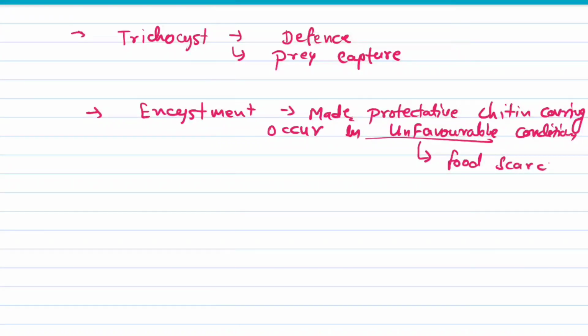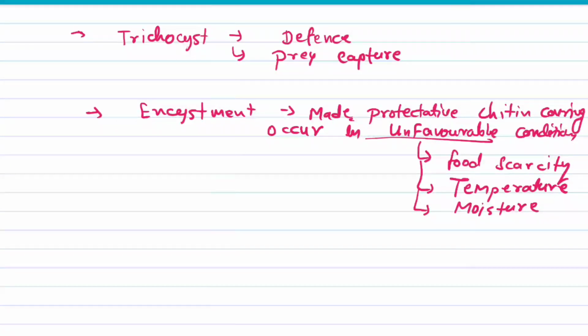Food scarcity, that is, lack of food, and extreme temperature, where irregular temperature limits may be met, and high moisture or high osmotic pressure. Okay, so if this kind of unfavorable condition comes, then the protozoan may go through the encystment process and also reproduce sexually in unfavorable conditions.